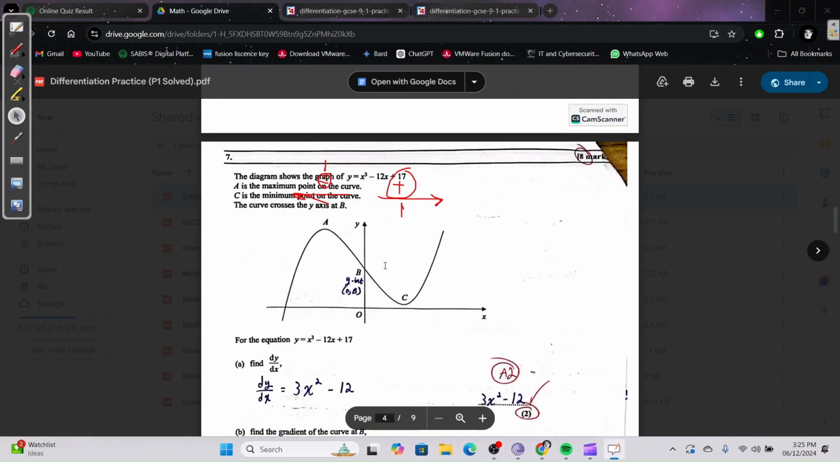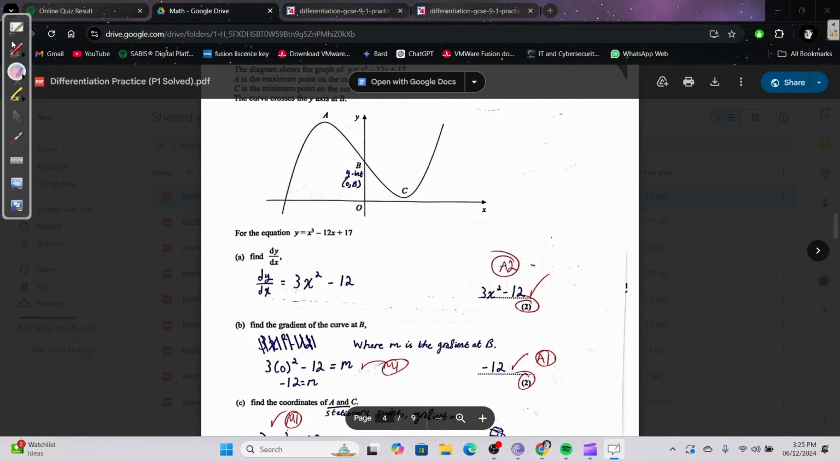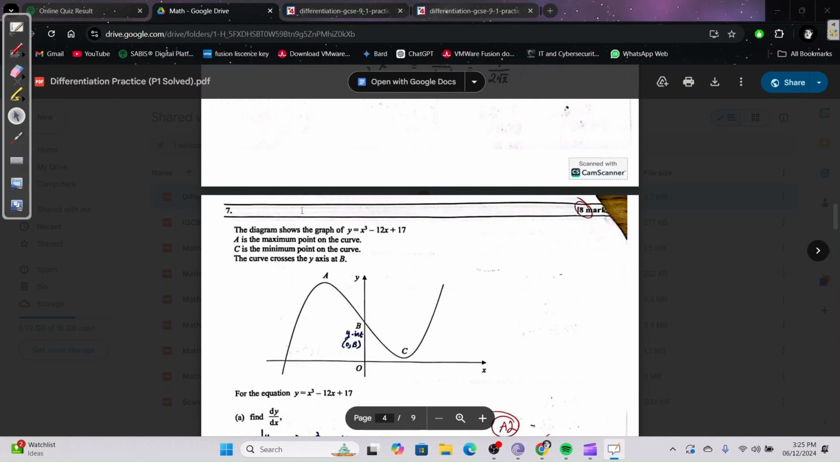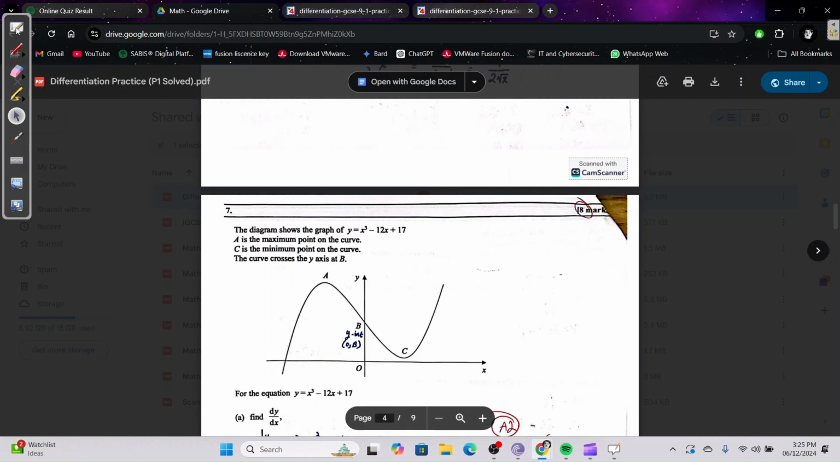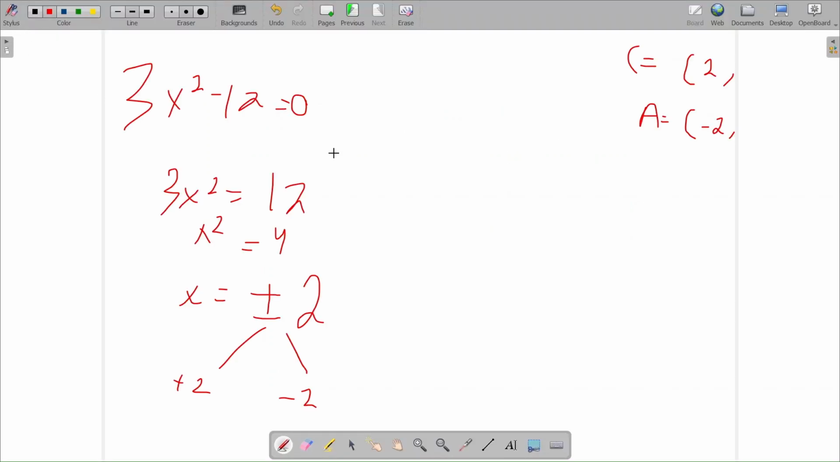Now what we're going to find are our y coordinates. So we're going to substitute back into the original equation: y equals x cubed minus 12x plus 17. Sorry, that just looks like x times 3. X cubed minus 12x plus 17. We're going to substitute in these points like we did in the previous questions.